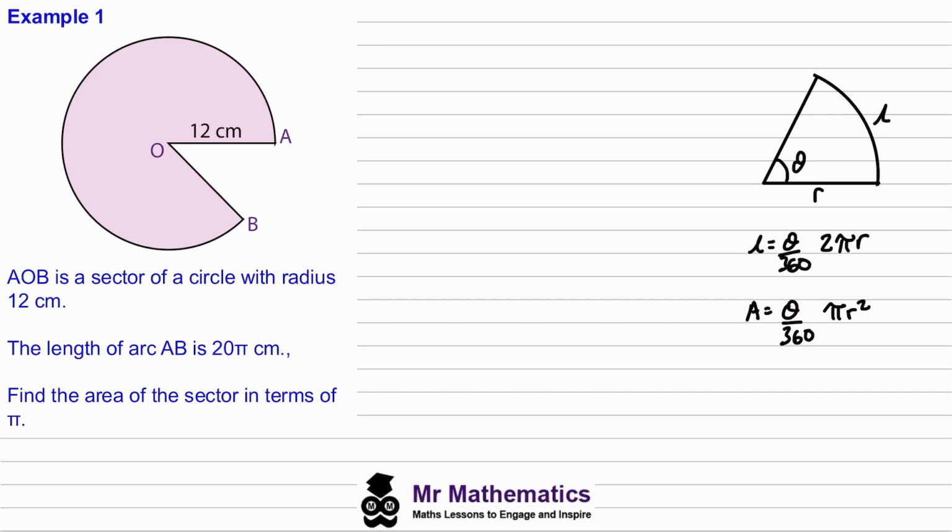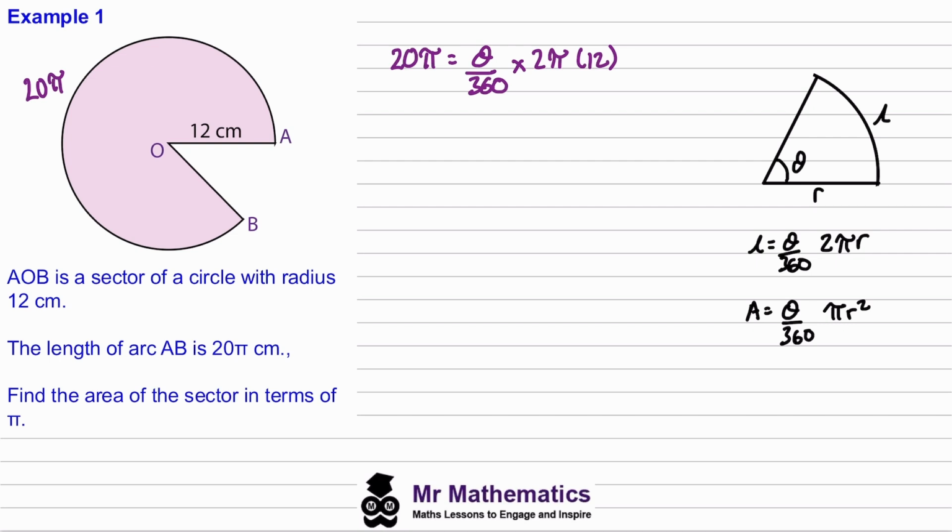In example 1, we're given a sector of radius 12 centimeters and an unknown angle. We're told its arc length is 20 pi, so that's the length from A to B. I'll label this on the diagram as 20 pi. We need to work out its area. So if we're given this arc length, then we're going to use this equation, and we'll substitute 20 pi into here. So we've got 20 pi will equal the angle theta over 360 degrees multiplied by 2 pi r, and the radius we're given is 12.